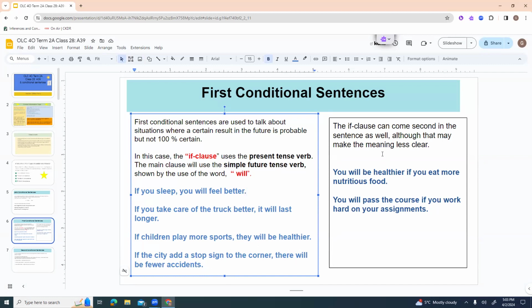The if clause can also come second in the sentence, although that may make the meaning less clear. You will be healthier if you eat more nutritious food. You will pass the course if you work hard on your assignments.